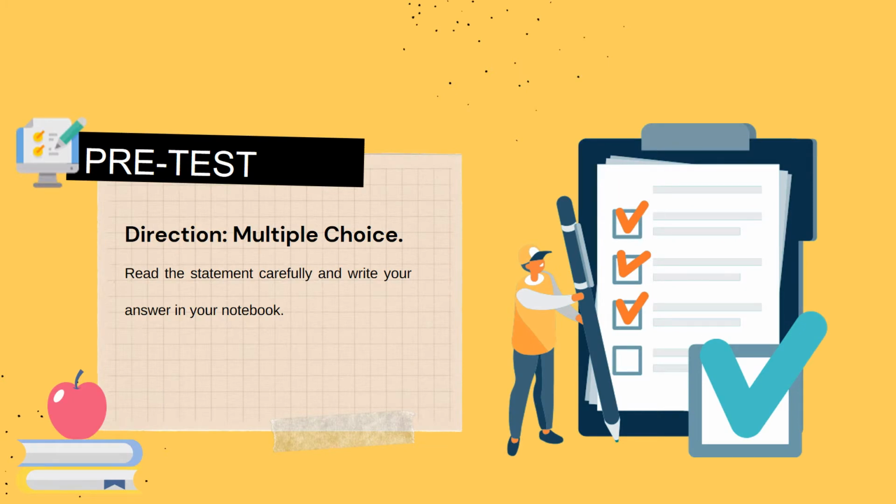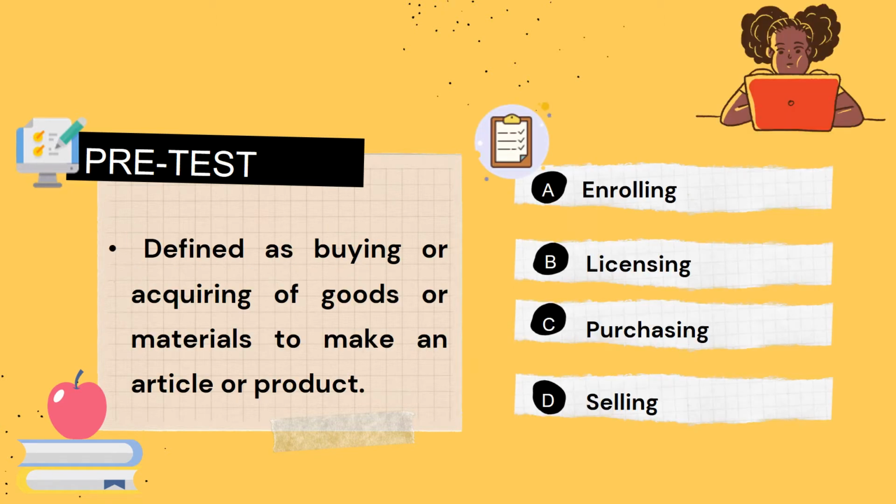Pretest. Direction. Multiple choice. Read the statement carefully and write your answer in your notebook. Defined as buying or acquiring of goods or materials to make an article or product. A. Enrolling. B. Licensing. C. Purchasing. D. Selling.